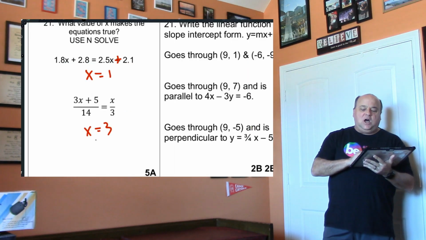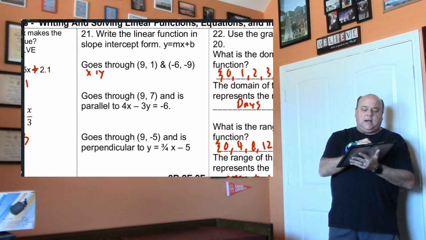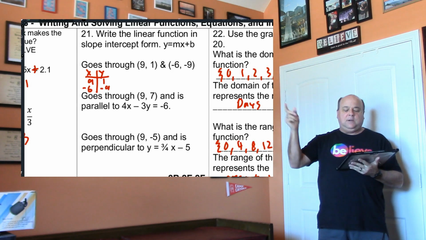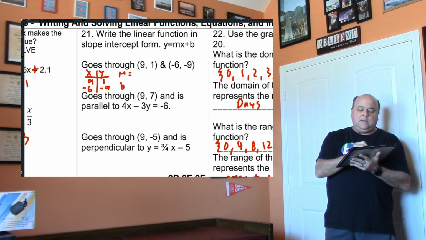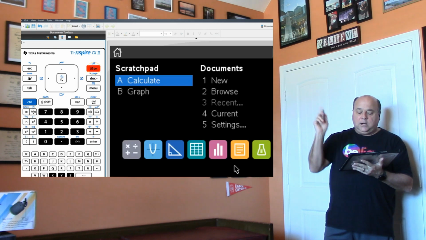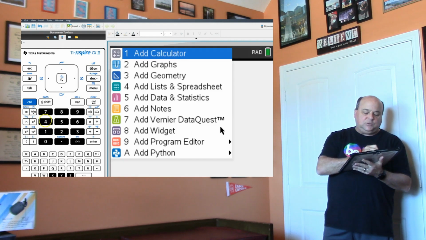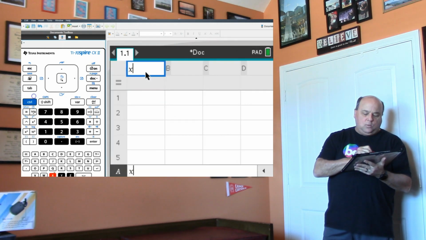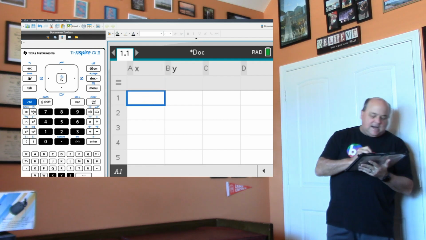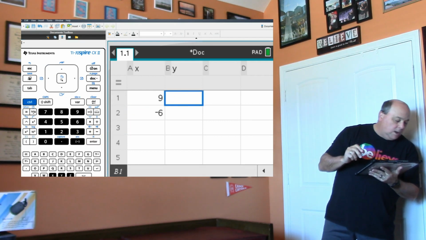Fun, fun, fun. Let's go to here. On these right here, we're going to use spreadsheets. So I'm going to do x and y, and then I'm going to have 9 and 1, and -6 and -9. I'm going to put that into a spreadsheet, and I'm going to get the m equal and b equal. So let's go to your calculators. We're going to hit home. We're going to click 1 for new. We don't want to save anything. We're going to add a spreadsheet, and then you're going to do x and y. And now we're going to type in the x's, which are 9 and -6. And then the y's are 1 and -9.